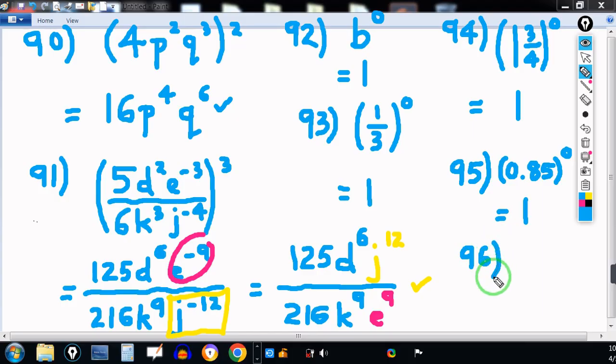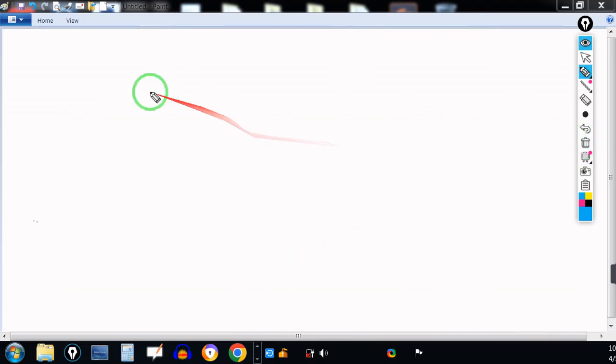So 96 will be 4x to the power of 0. Now you watch out. The x to the power of 0 only belongs to the x. So the 1 is only there. Meaning, you have to show this is 4, and you have to show this is 1. Show it, and then here is 4. Alright, 96 is this one. Here we are, 97.